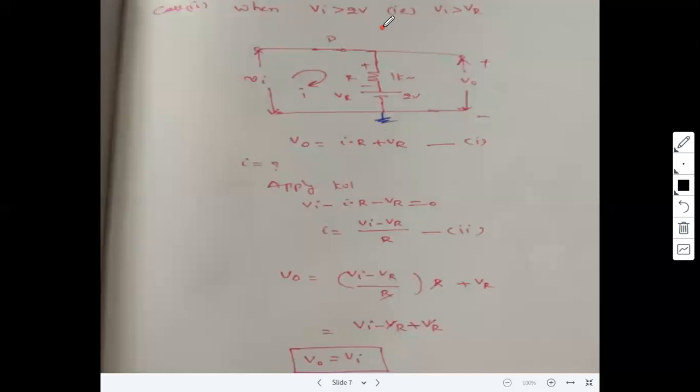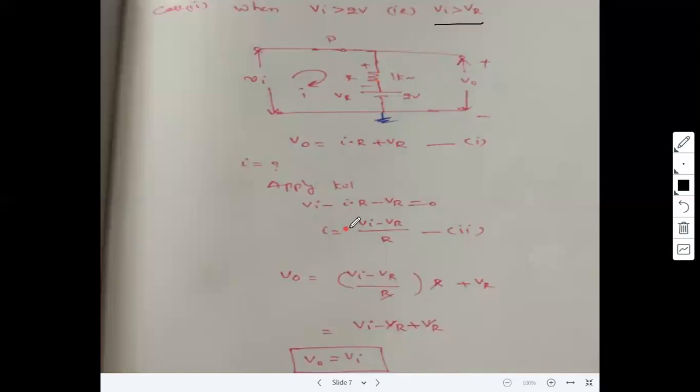Next, when the input signal is greater than VR, what is V naught? Again, calculate the output voltage. V naught is equal to I into R plus VR. That is the output expression, I into R plus VR. Apply KVL to this loop.